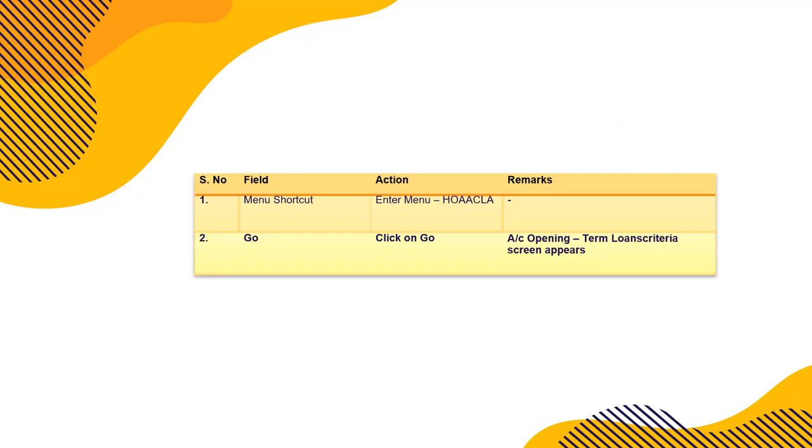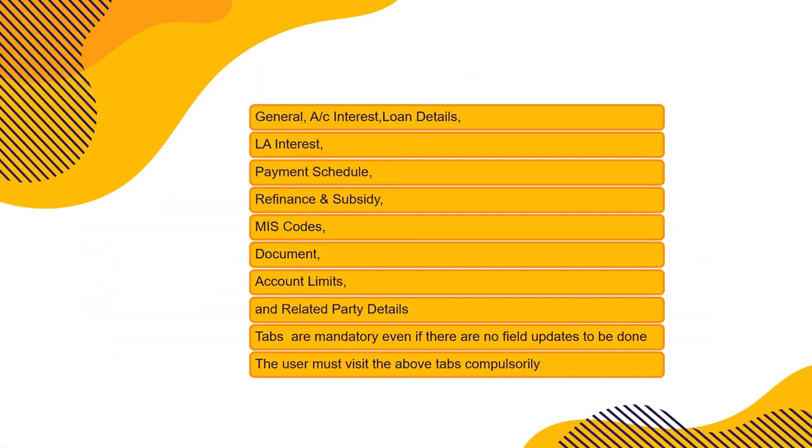So HOAACLA, that is the main menu shortcut. Click on Go. The term transactions screen appears. This is the screen. When you click on Go, here is the command that you'll be typing on this option. Then general details, account interest details, and loan details have to be entered.